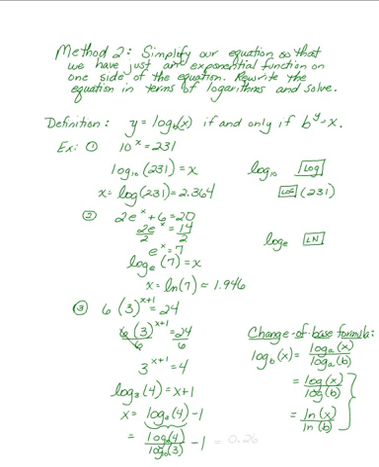So at this point, if you want a decimal, we'll use our calculator, find the log base 10 of 4, divide by the log base 10 of 3, subtract 1 from that answer, and we will get a final answer of 0.26. Okay, let's try one more before we go to method 3.